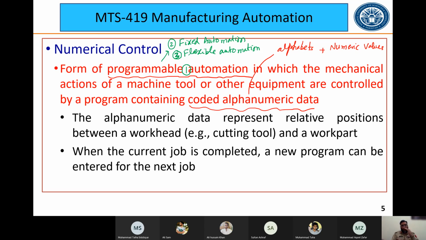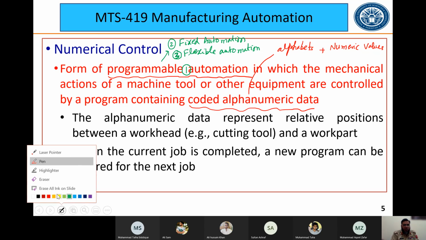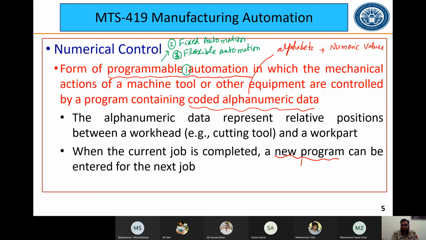So there is a relative movement between the workhead, which is the cutting tool, and the work part. When the current job is completed, a new program can be entered for the next job. Entering a new program is the form of programmable motion. This is the word which leads to programmable automation. When one job is completed, you put another program into your machine, written in the form of that alphanumeric data or G or M codes, and then you can run that program and make a different workpiece according to the program. So this is how numerical control is defined.